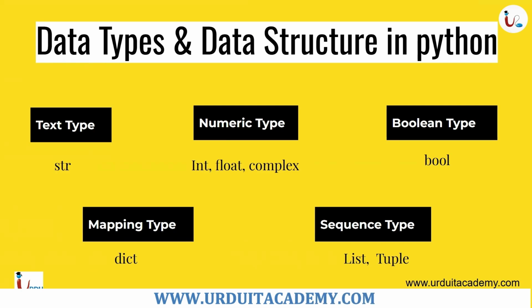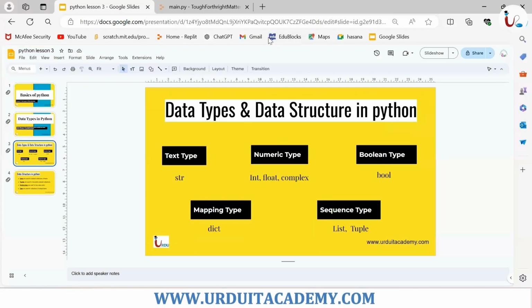And in data structures, we have mainly two types available: mapping type and sequence type. Mapping types include dict, and the sequence types include list and tuple. Okay, let's learn that. First, let's look at the data types in Python: the text, numeric, and Boolean types. Let's try some examples first.